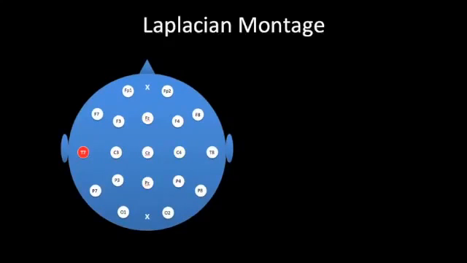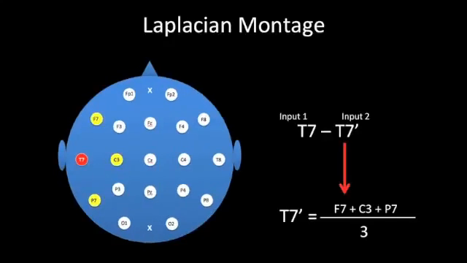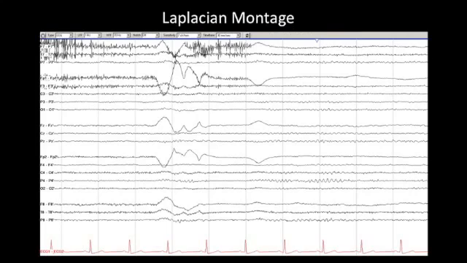Special consideration has to be given to electrode positions on the edge of the head where there are fewer adjacent neighbors. When looking at T7, for example, we would derive T7 prime as an average of its 3 most adjacent neighbors. Here is an example of how a Laplacian montage might be laid out. Again, it is laid out in a very similar way to our other montages, left over right, with temporal chains, then parasagittal chains, then the midline.